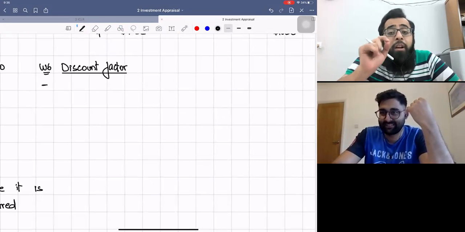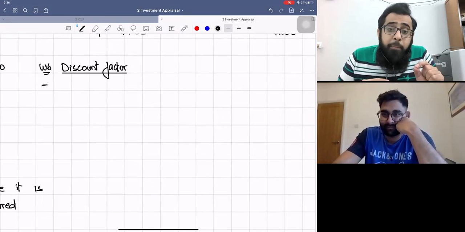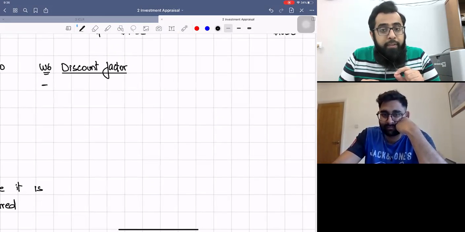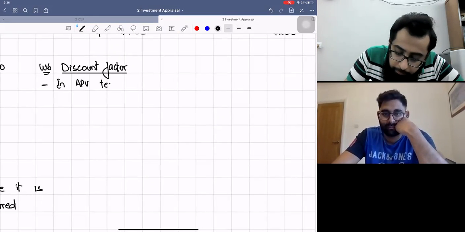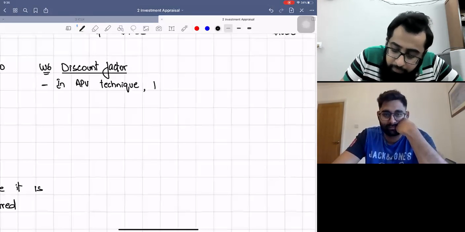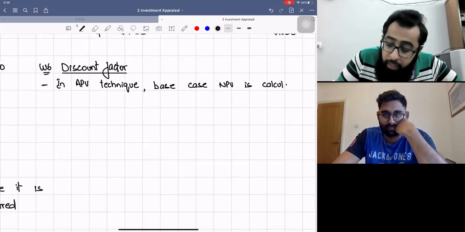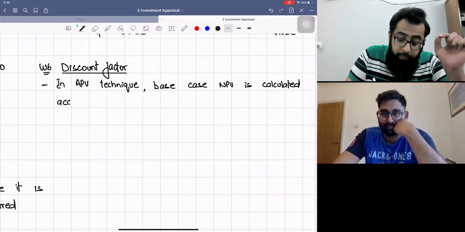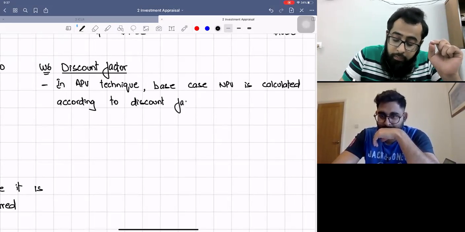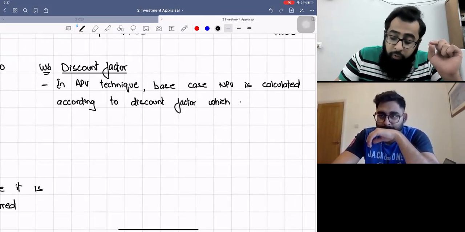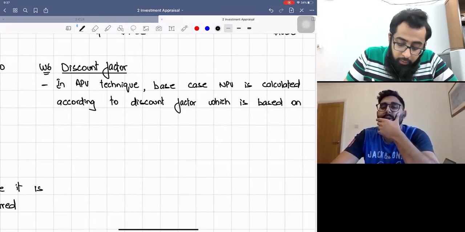Yeah. So now when we talk about discount factor, this is very important. The discount factor in APV is the base case NPV discount factor, and that will be according to the project specific risk. In APV technique, base case NPV is calculated according to discount factor, which is based on the risk of project.